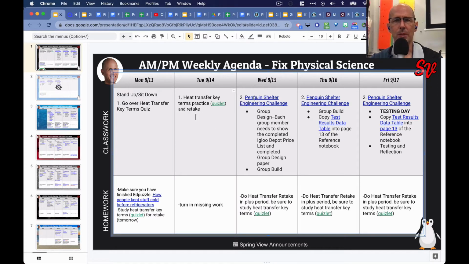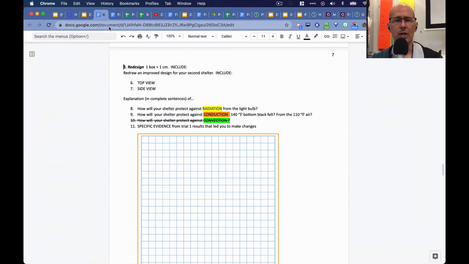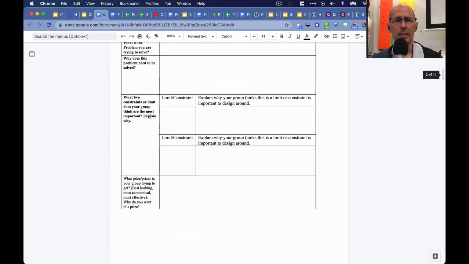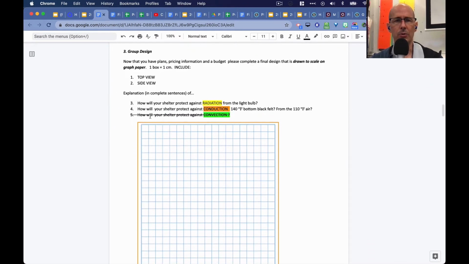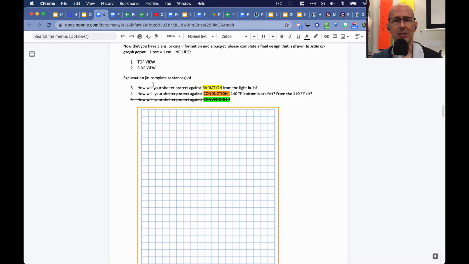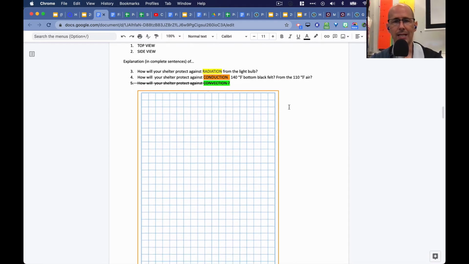Then we also did the Penguin Shelter Engineering Challenge. We did the group design and group build. So here's the group design. They had to do a scale drawing of their design with the top view and side view, to scale. The scale is 1 box equals 1 cubic centimeter. And then they had to write an explanation, in complete sentences, of how the shelter would protect against radiation from light bulbs shining down on their shelter, and how their shelter would protect the ice cube penguin inside from conduction from the 140-degree black bottom felt of the simulated Rockland Zoo summer, and from the 110-degree Fahrenheit air.